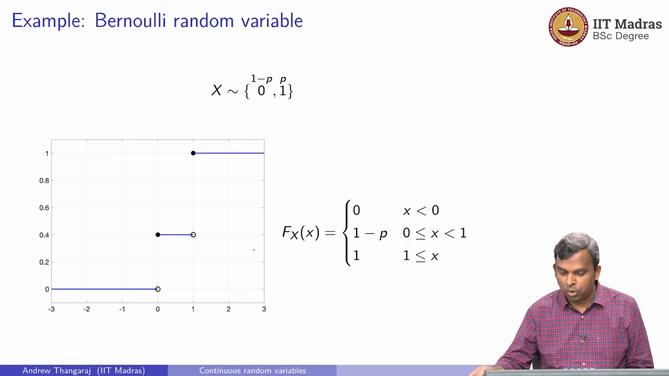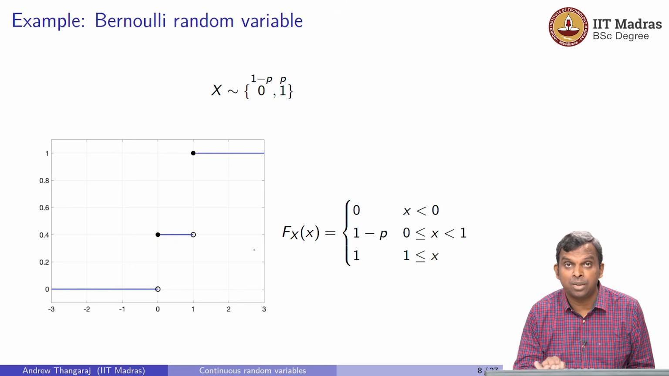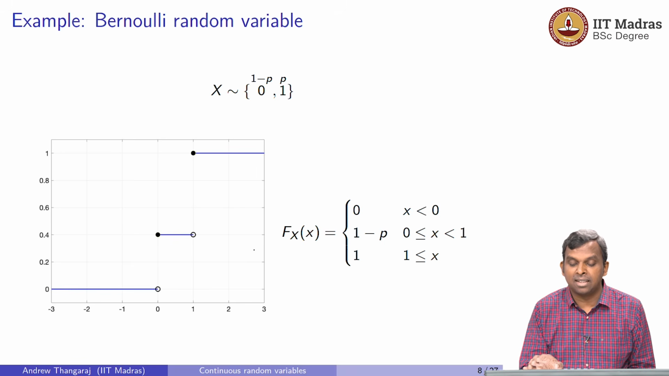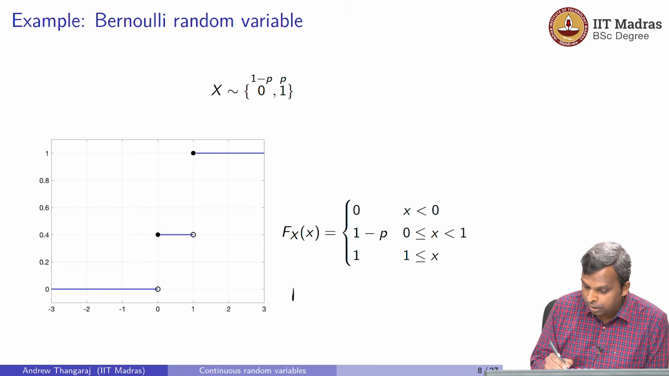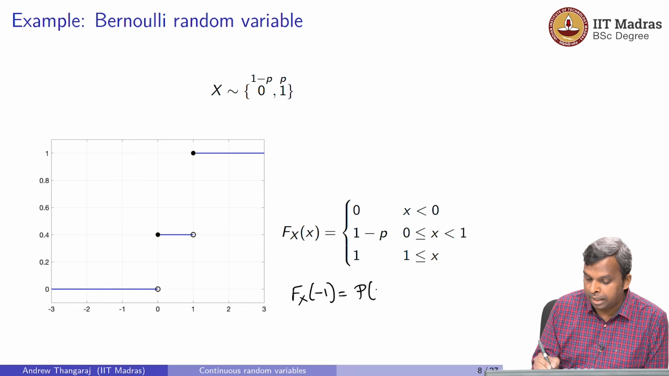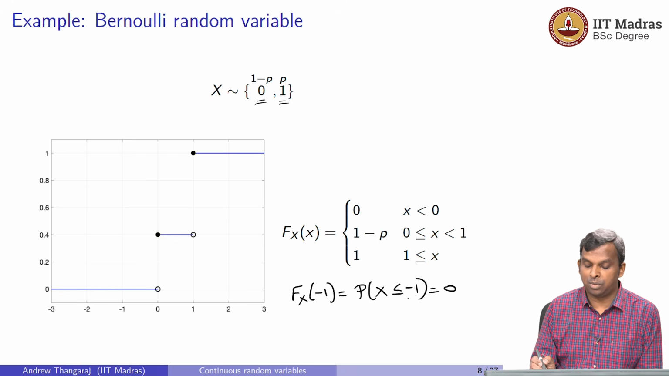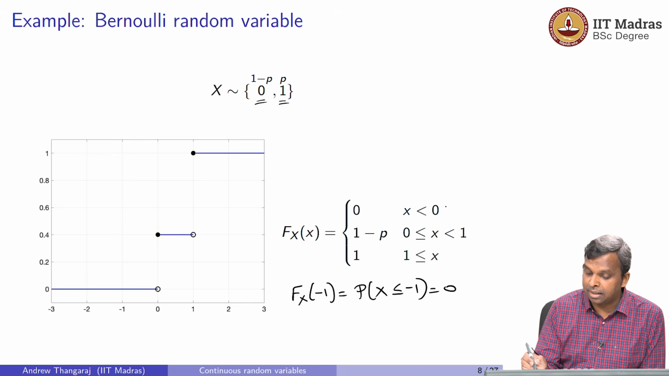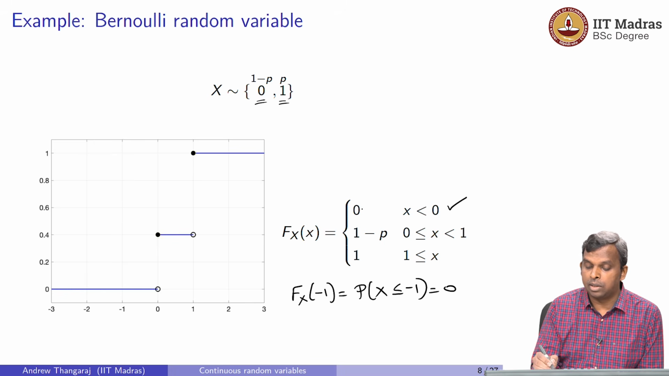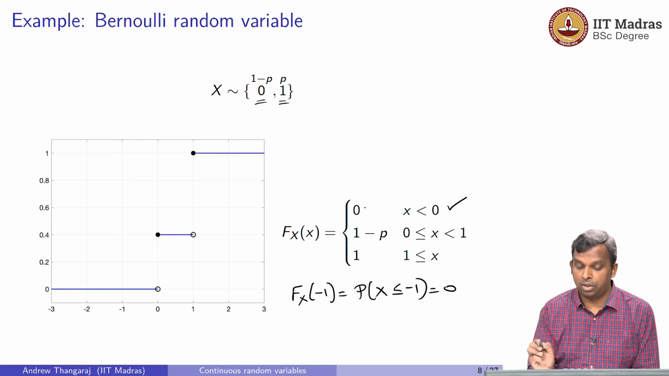And so notice what I've done here. Maybe the expression is easy to deal with also in this case. Now Fx of x will be 0 for x less than 0. So you can see why. Maybe I'll write it down. If you say, for instance, Fx of minus 1, it's the probability that x is less than or equal to minus 1, and clearly this is 0. Because x takes values only 0 and 1, there's no question of this being less than or equal to minus 1. So for any x less than 0, Fx of x equals 0.